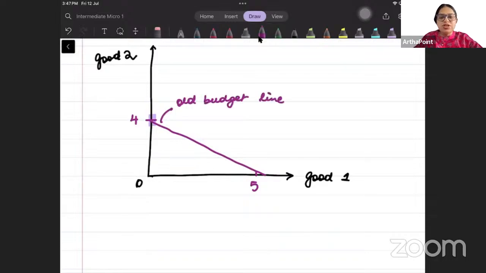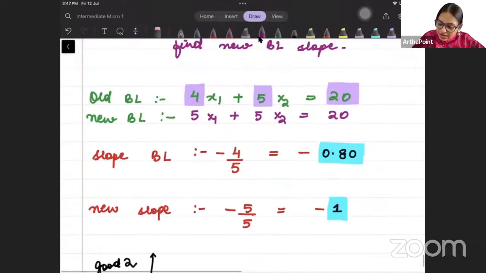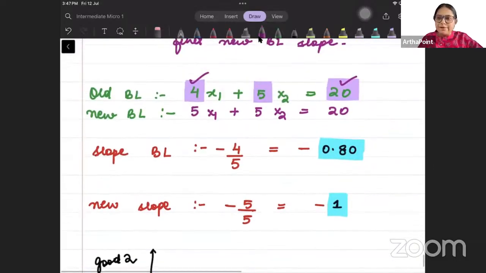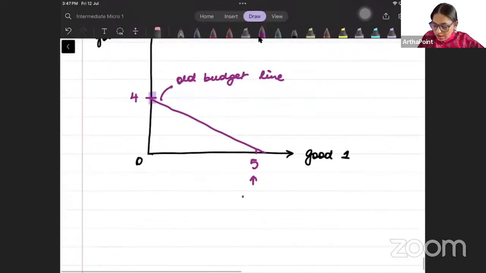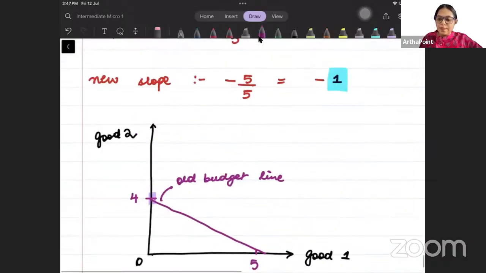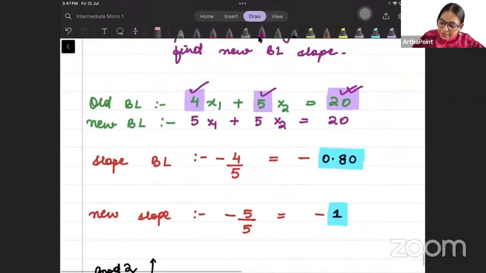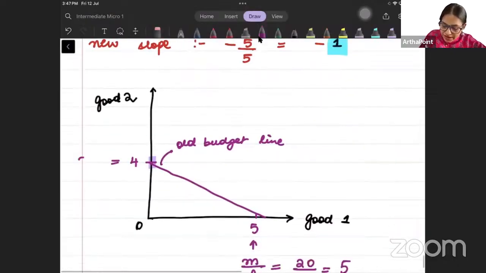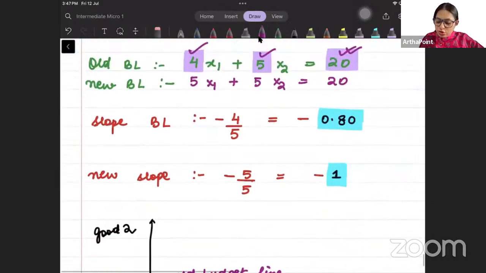How did the old budget line come, beta? Let's just recap. Income divided by P1. 20 divided by 4. That means 5. Income divided by P2. 20 divided by 5. That means 4. Clear? Now beta, what is going to be your new budget line?